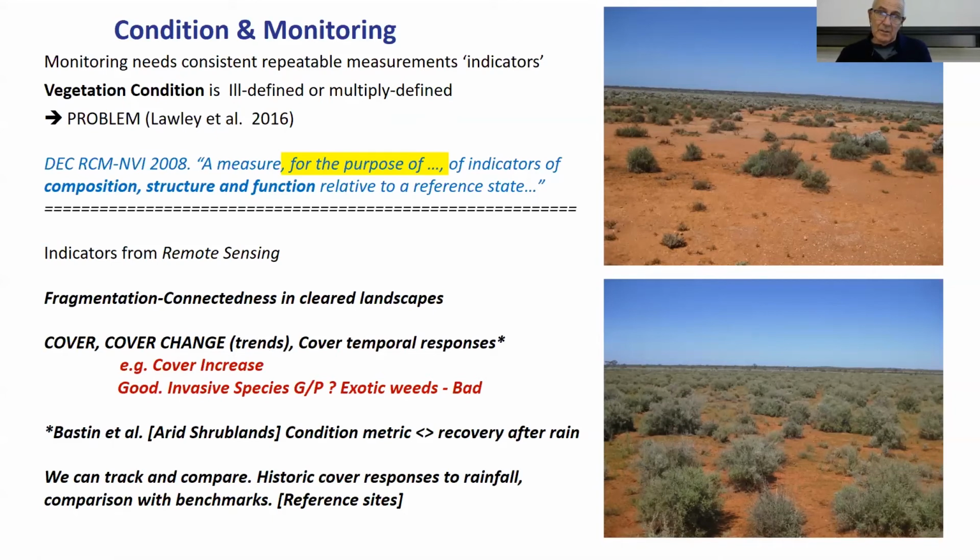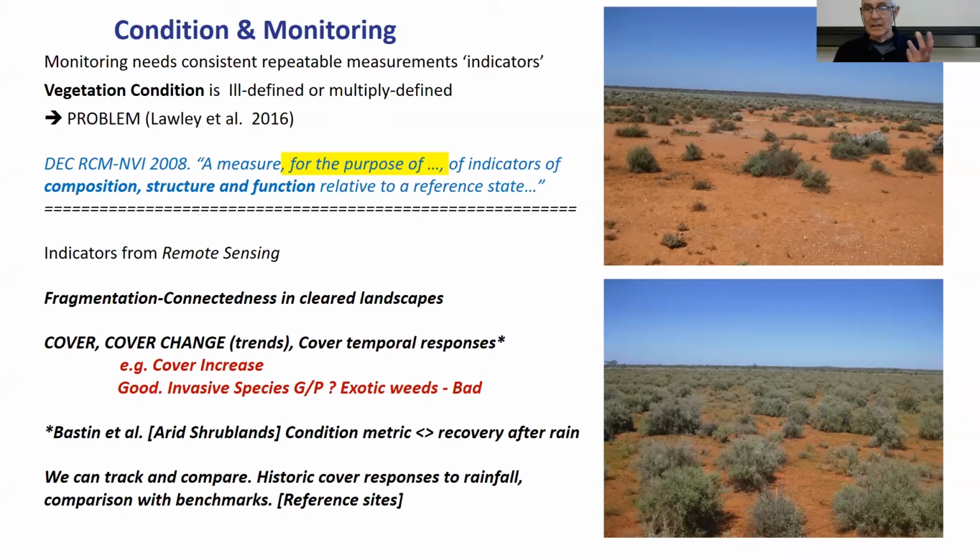There has been some significant work by CSIRO in Alice Springs where condition is actually defined in terms of the temporal responses of cover. In fact, its ability to recover after rain. And the reference state can also be defined for remote sensing so that you can track areas compared to the chosen benchmarks, as we saw before with that fire.